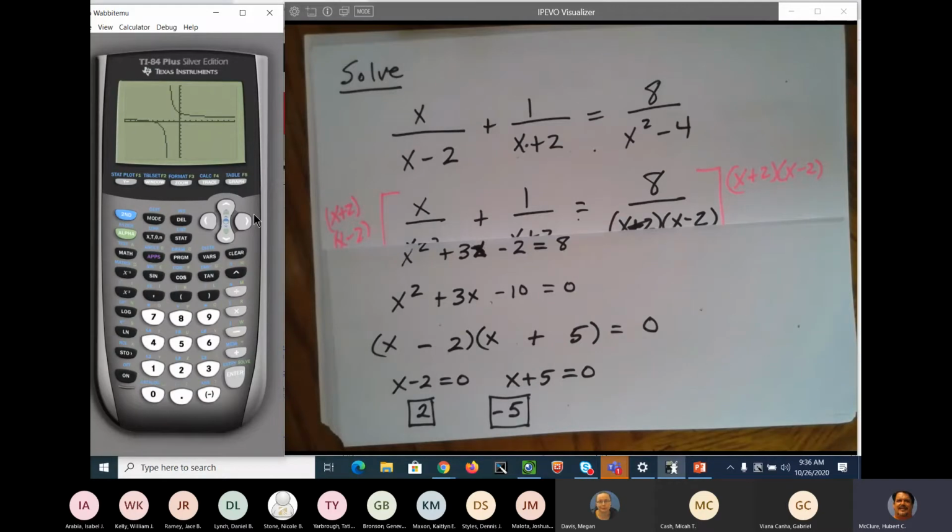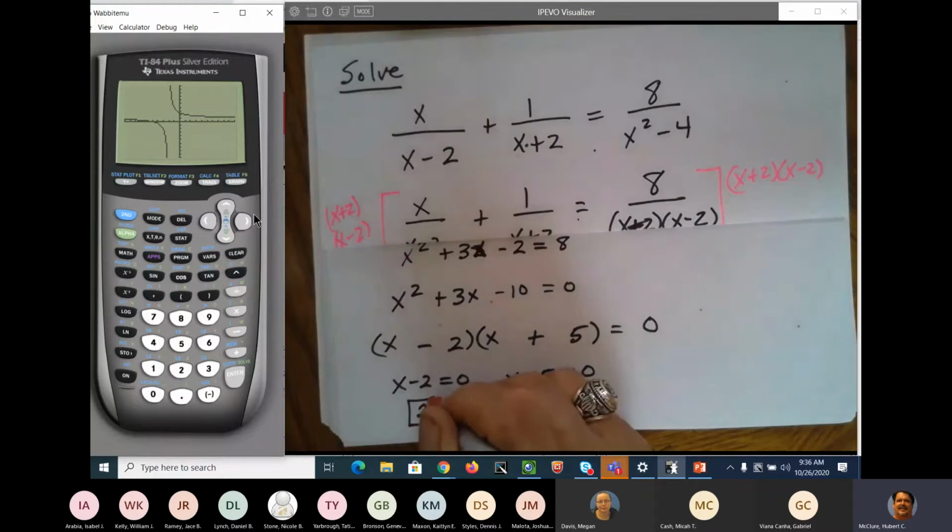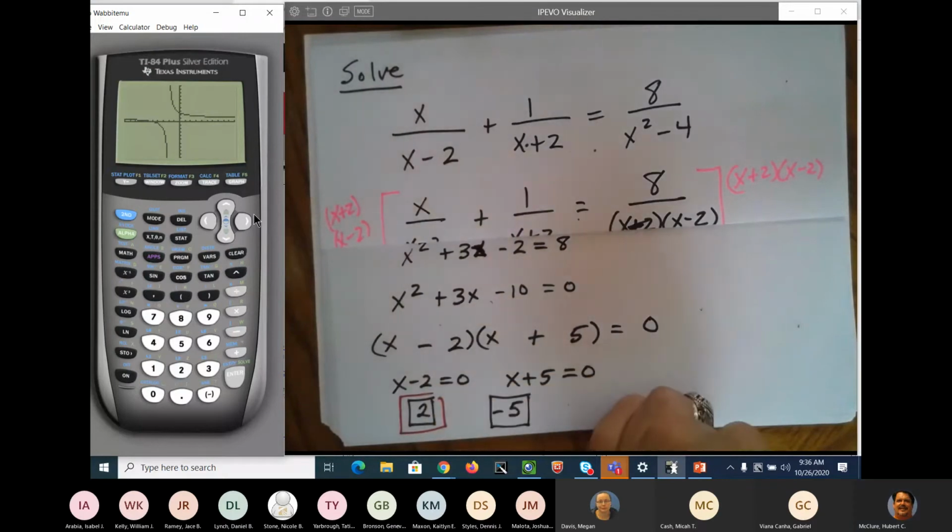Look at here. What happens if I was to take that 2 and plug it back into the equation? Somebody tell me what would happen.